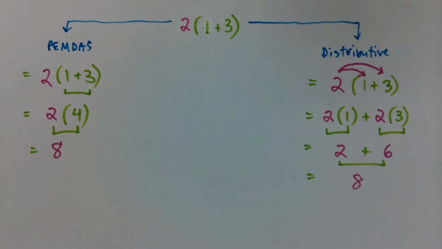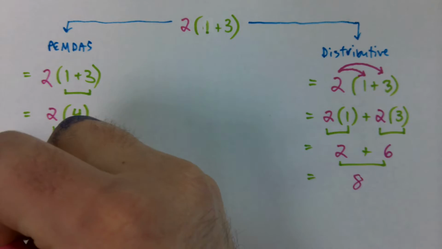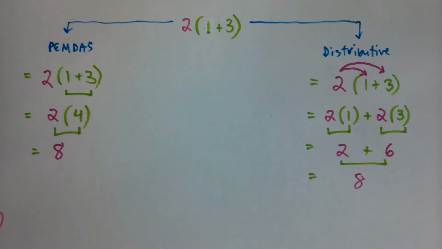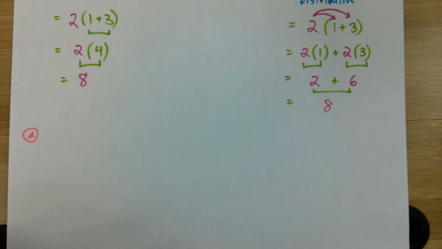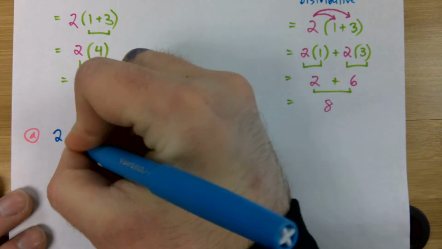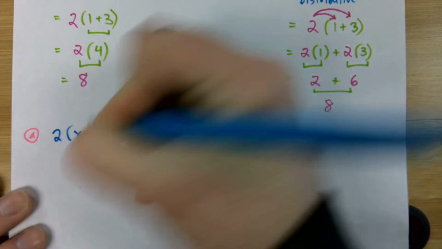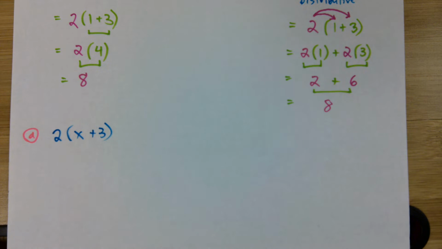Okay, let's take a look at our first example with a variable term. Let's go example A. And example A is going to be 2 times x plus 3. Can someone tell me real quick, is this an expression or an equation? Expression. Expression? That was pretty confident. Why do you say expression?